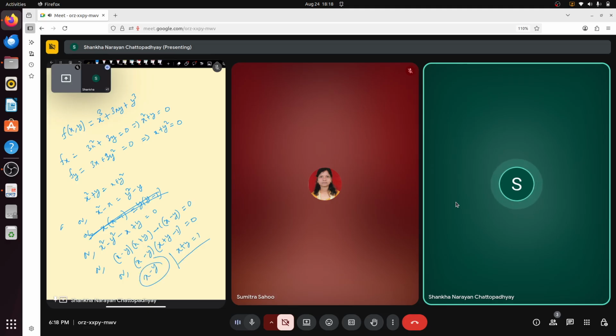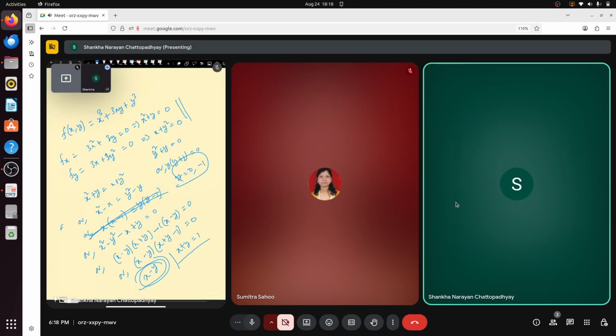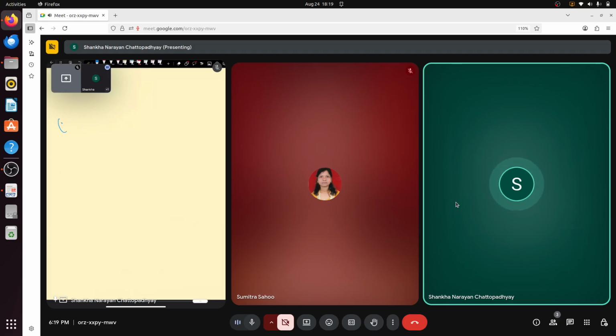Now if you put x equal to y, from here what you will get? You will get y square plus y equal to 0. That means y into (y plus 1) equal to 0. That means y equal to 0 or minus 1. Now you have considered x equal to y, right? So what are the 2 points you get? You get (0, 0) and (-1, -1).